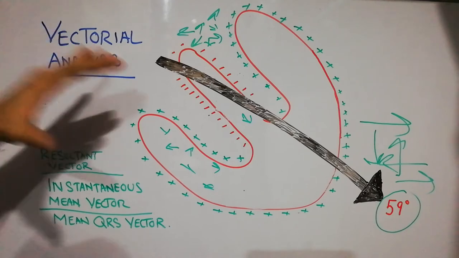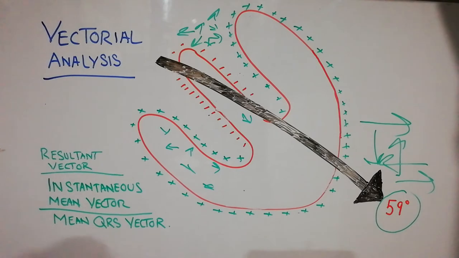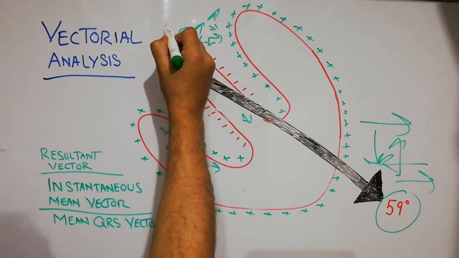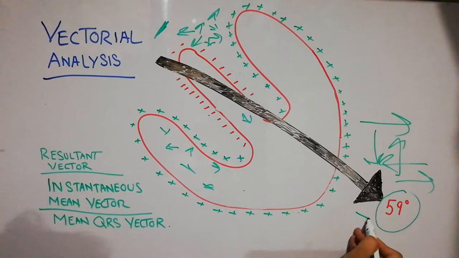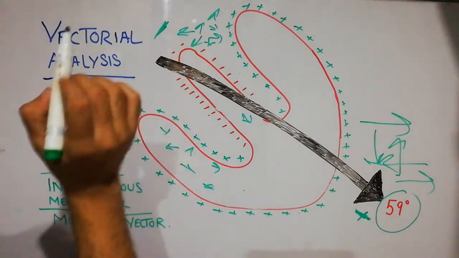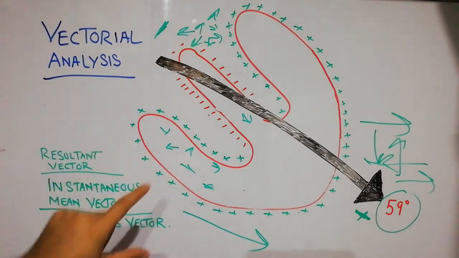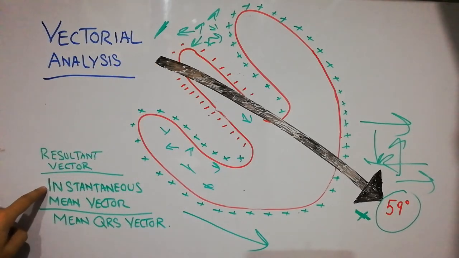It shows from which side the depolarization process is going and where it is going. Normally it goes from the negative side towards the positive side, and normally the base of the heart is negative and the apex is positive. So the cardiac vector in normal circumstances is directed from the base towards the apex. The time at which it is obtained, at that specific instant, is known as the instantaneous mean vector.